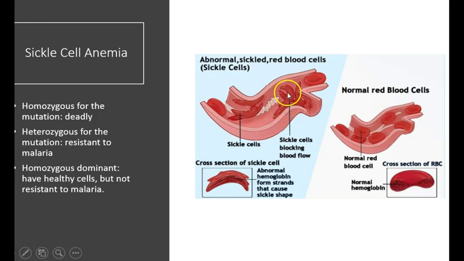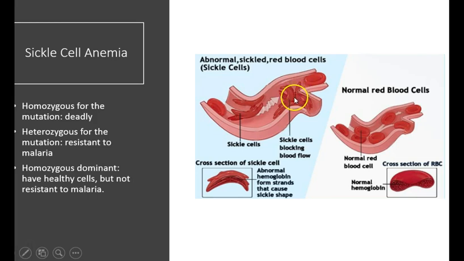However, red blood cells are easily infected by malaria. Sickle cells, however, are not easily infected with malaria. So in tropical areas, having sickle cell anemia is a good thing to a certain extent, right?